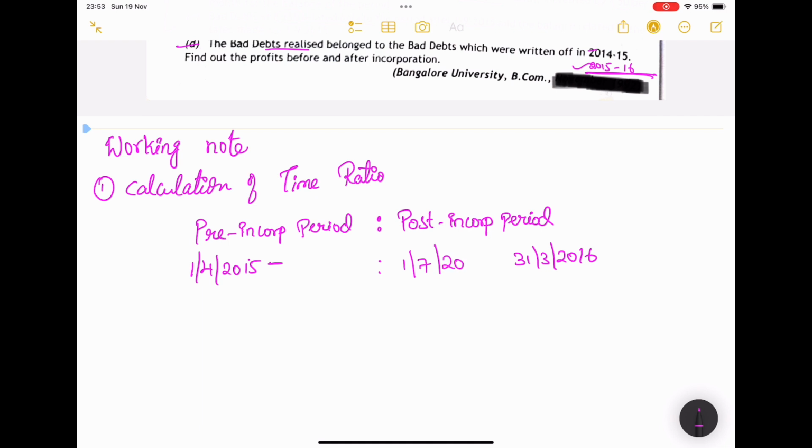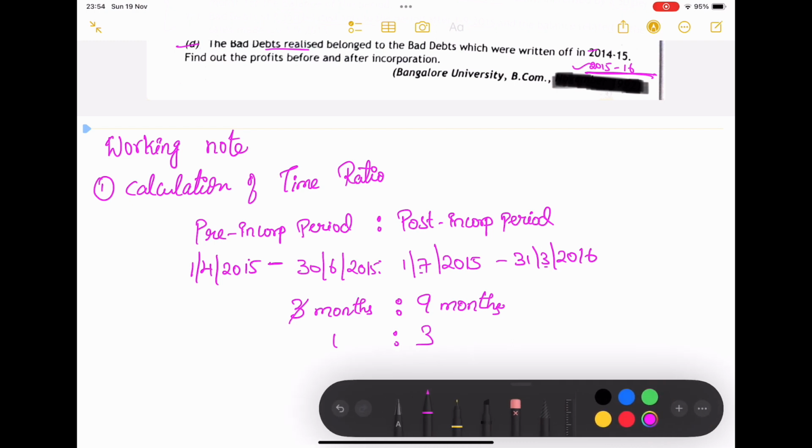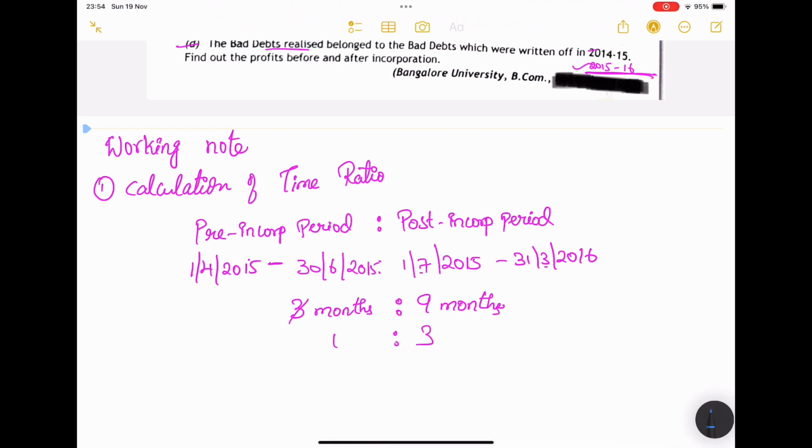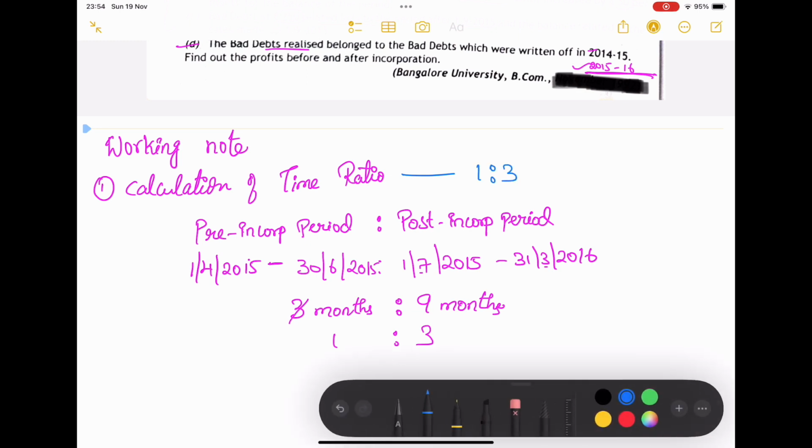So one day earlier we have to write here 2015. So April to June we have 3 months, and July to March we have 9 months. In 1 year we have 12 months, isn't it? 3 ones are 3, 3 threes are 9. So time ratio is 1:3. Got it? Okay.